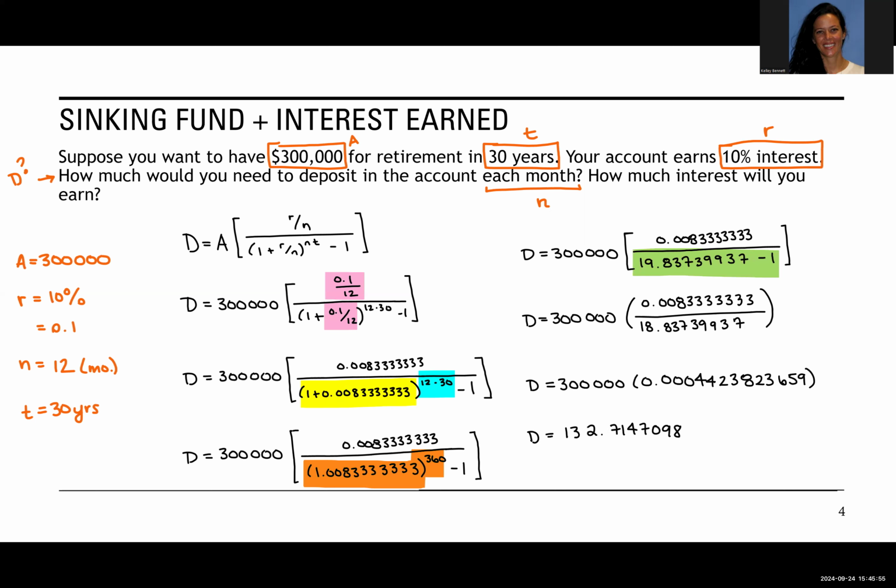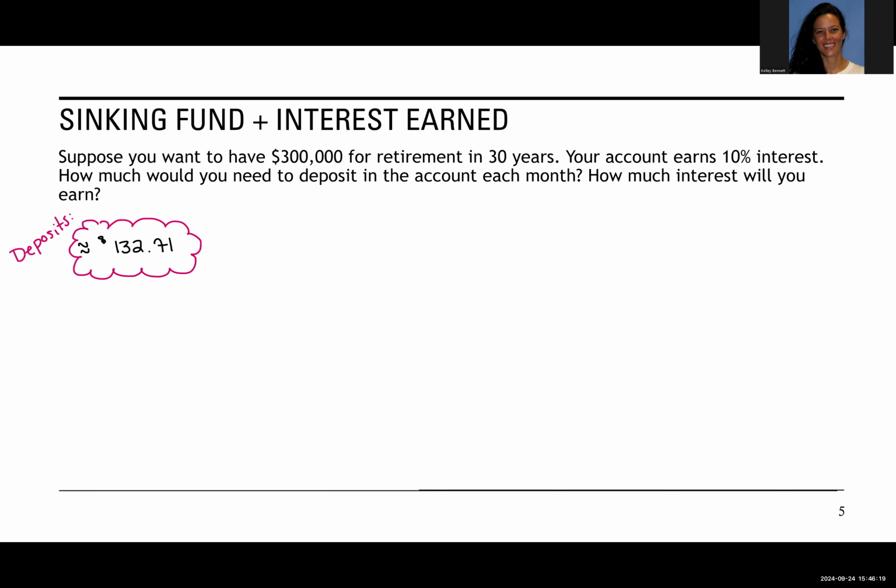And here I am, I've arrived at my deposit amount, but this is money. So if someone says, hey, how much are you depositing or contributing each month? You wouldn't tell them $132.7147098. You would round to the nearest cent and you would say that I make a deposit of $132.71 each month.